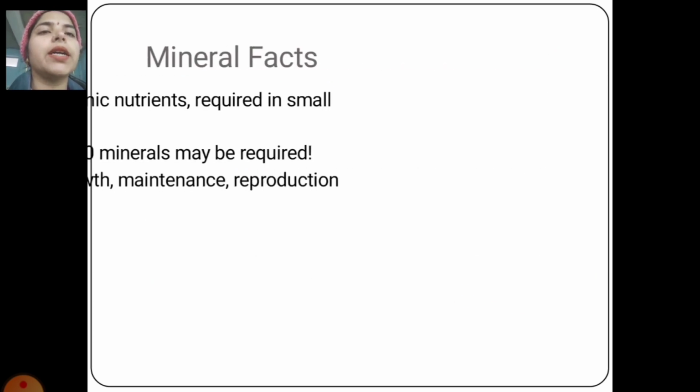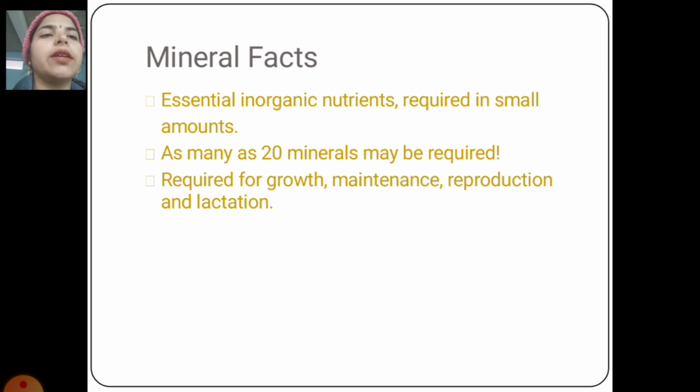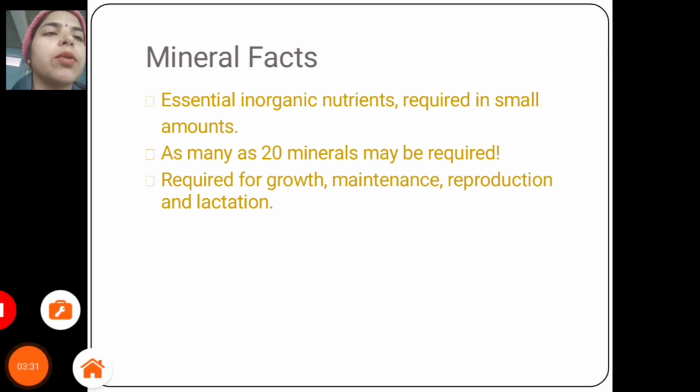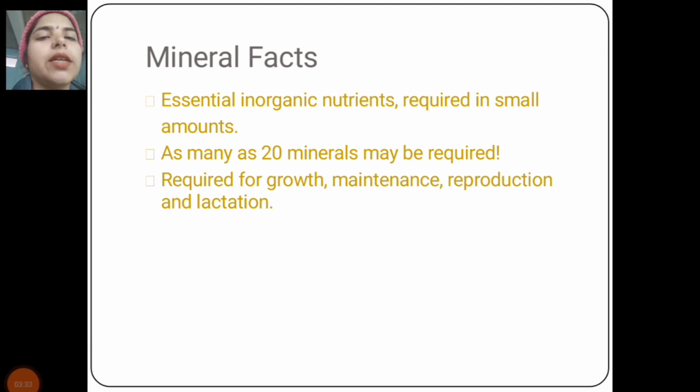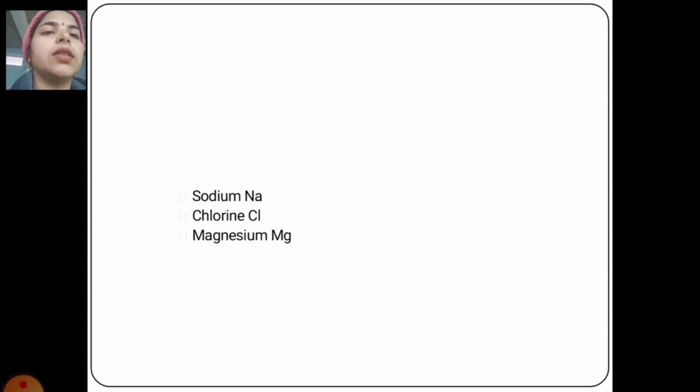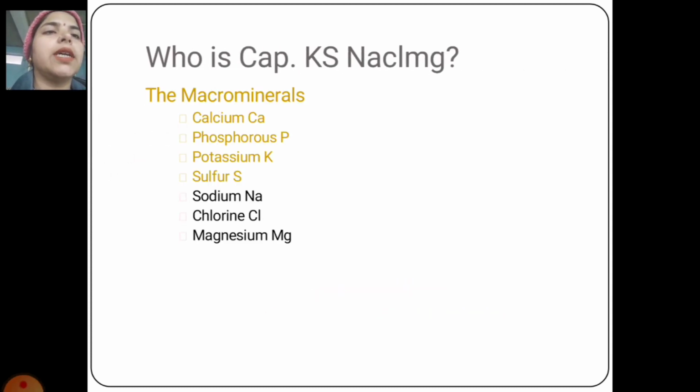Next are the mineral facts. Minerals are essential inorganic nutrients required in small amounts. As many as 20 minerals may be required, for growth, maintenance, reproduction and lactation. The macro minerals are calcium, phosphorus, potassium, sulfur, sodium, chlorine and magnesium.